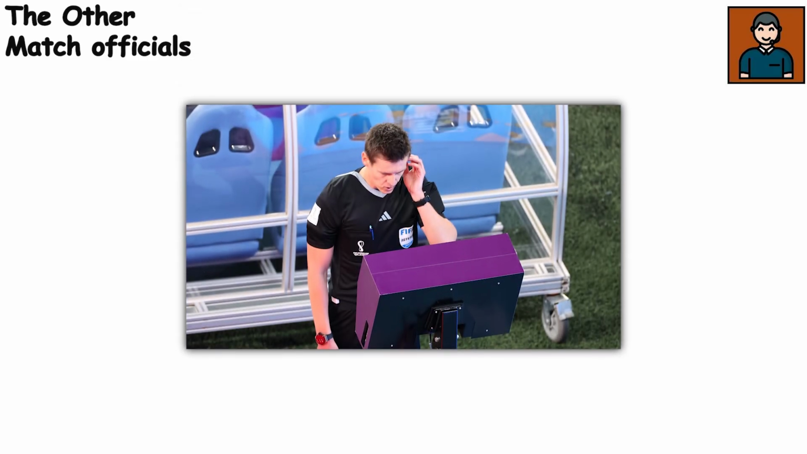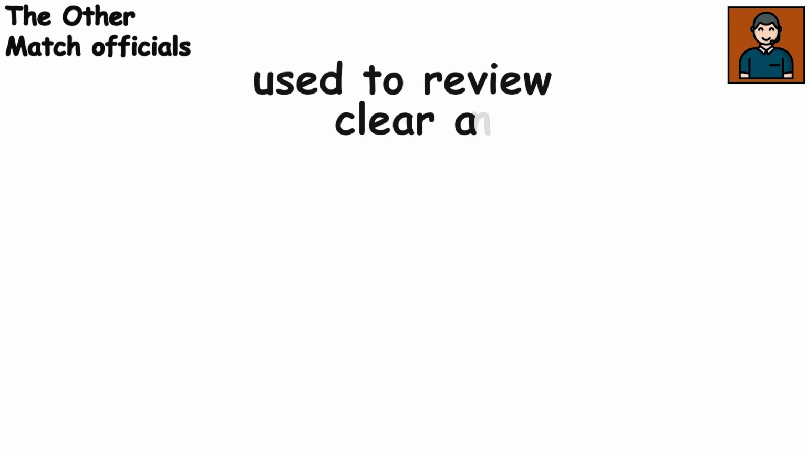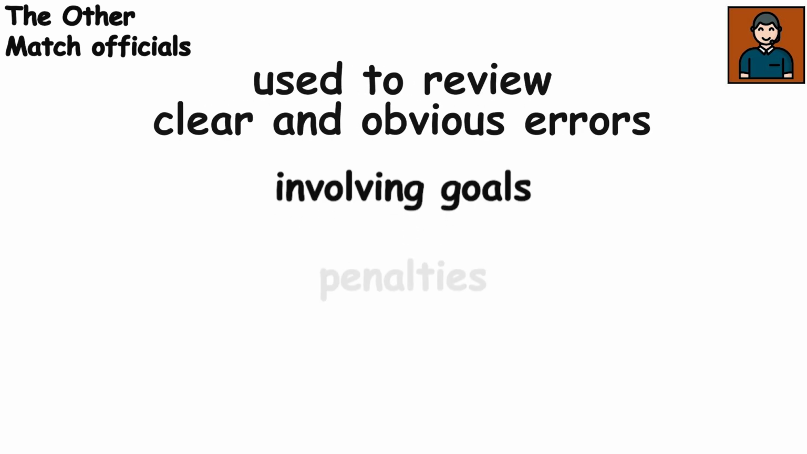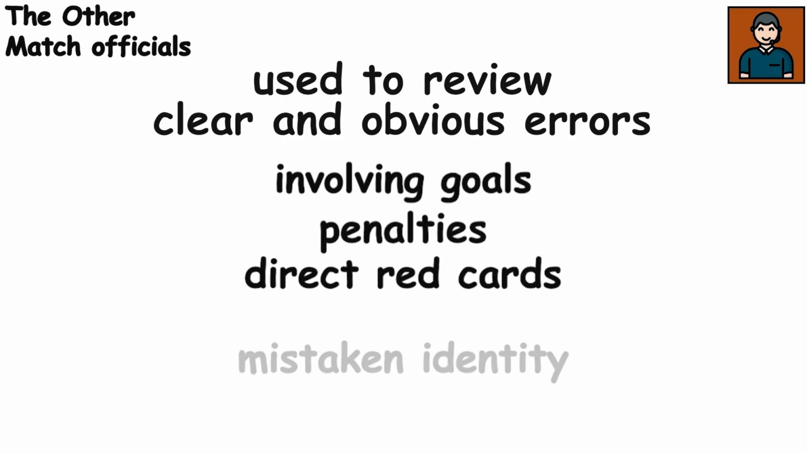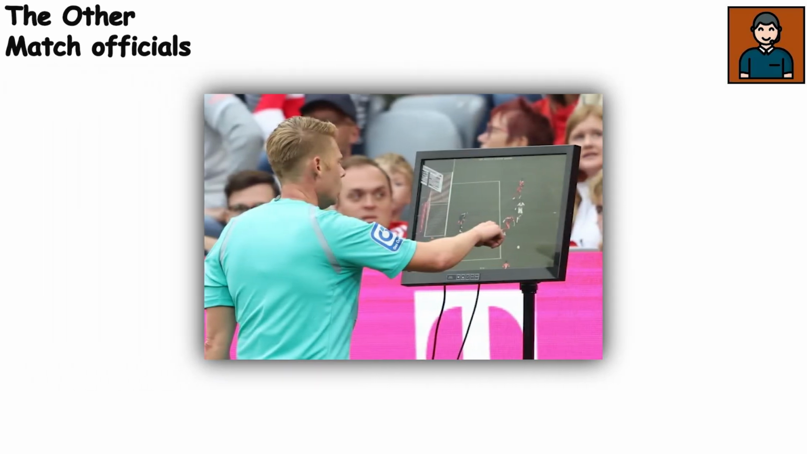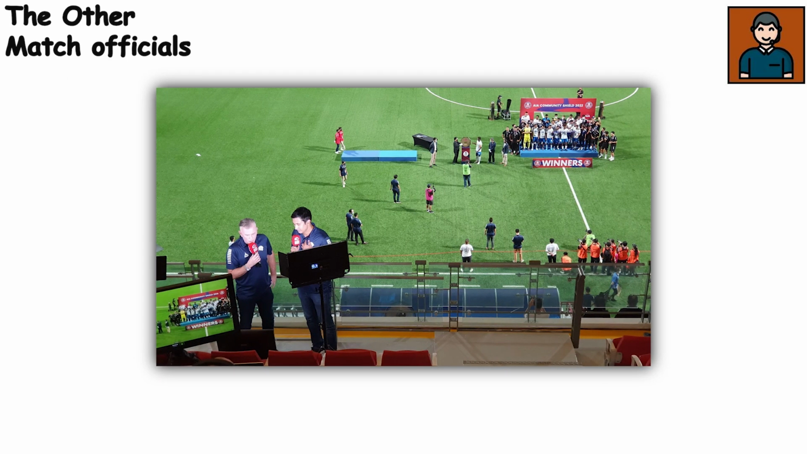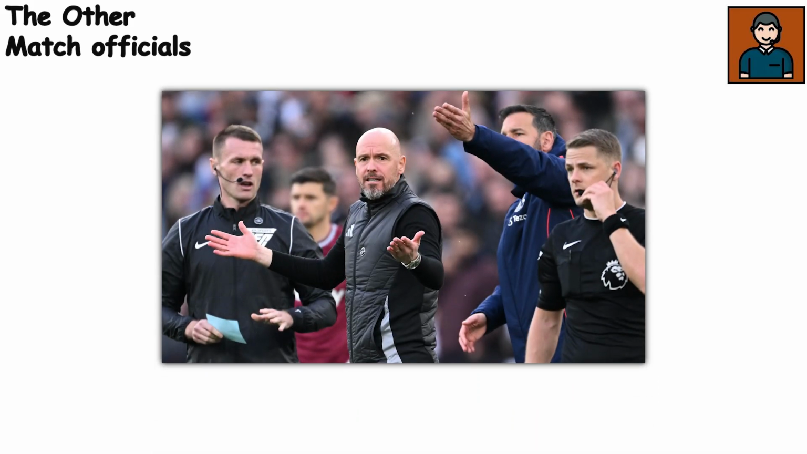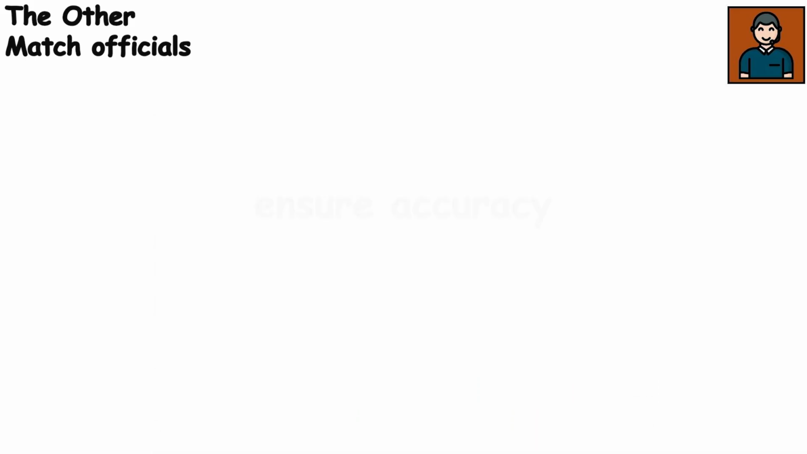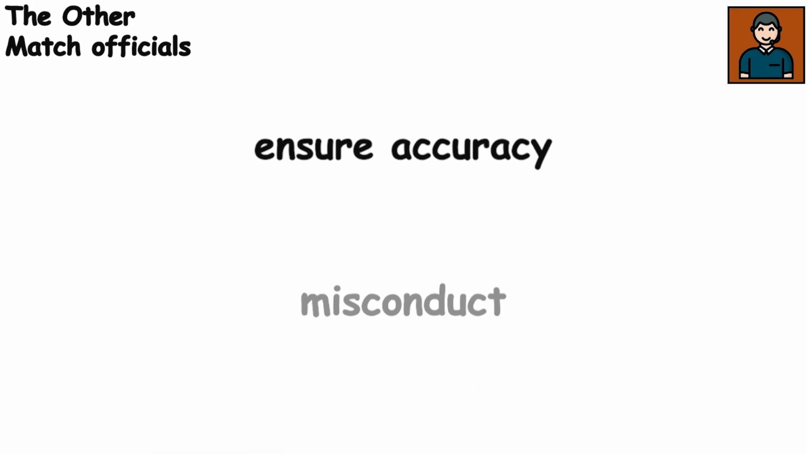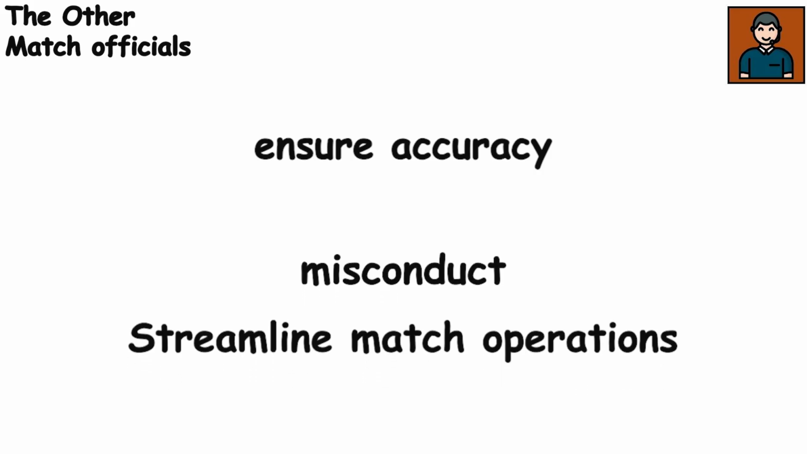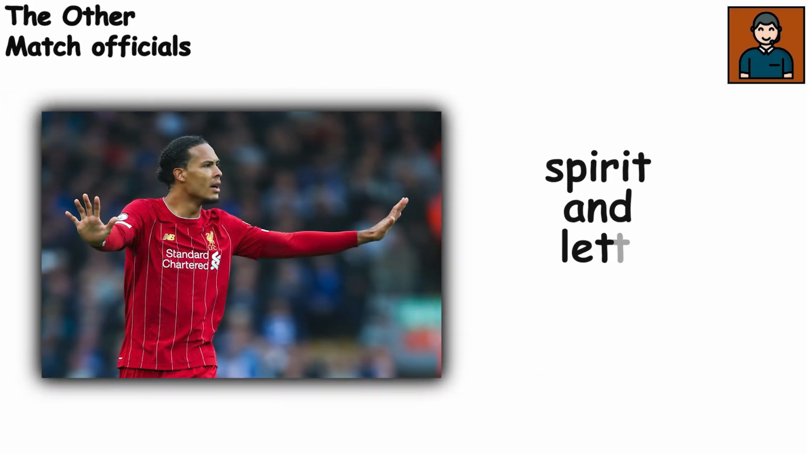At high levels, off-field video officials, VAR and AVAR, are used to review clear and obvious errors involving goals, penalties, direct red cards, or mistaken identity. VAR can pause play via communication with the referee and suggest a review. The AVAR supports by monitoring technology and recording incidents. These officials collectively help the referee maintain control, ensure accuracy, manage time and misconduct, and streamline match operations, all while obeying the spirit and letter of the game.